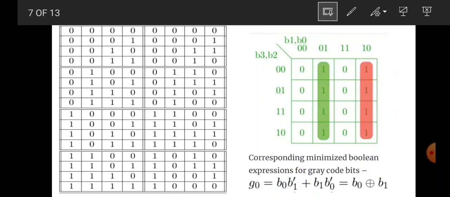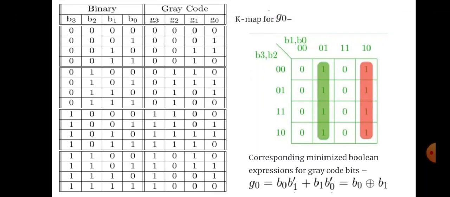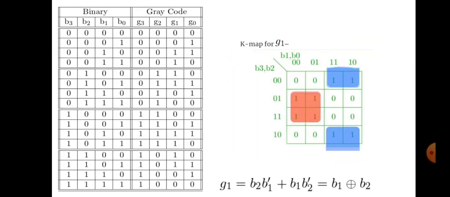So if you write the SOP equation, it will be like here, G0 is equal to B0 B1 bar plus B1 B0 bar. So we know the standard formula of A B bar plus A bar B is equal to A XOR B. So this equation we can write as B0 XOR B1. Okay, so this is the first K-map for G0, which has the equation B0 XOR B1. Now moving towards G1.